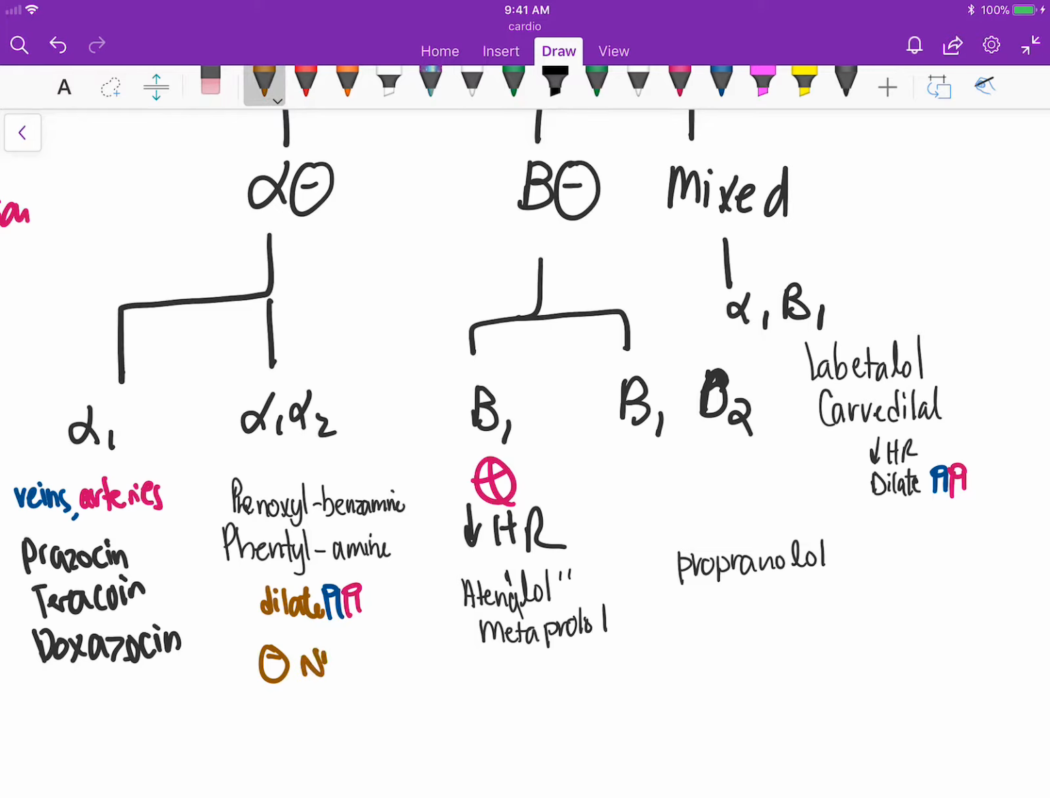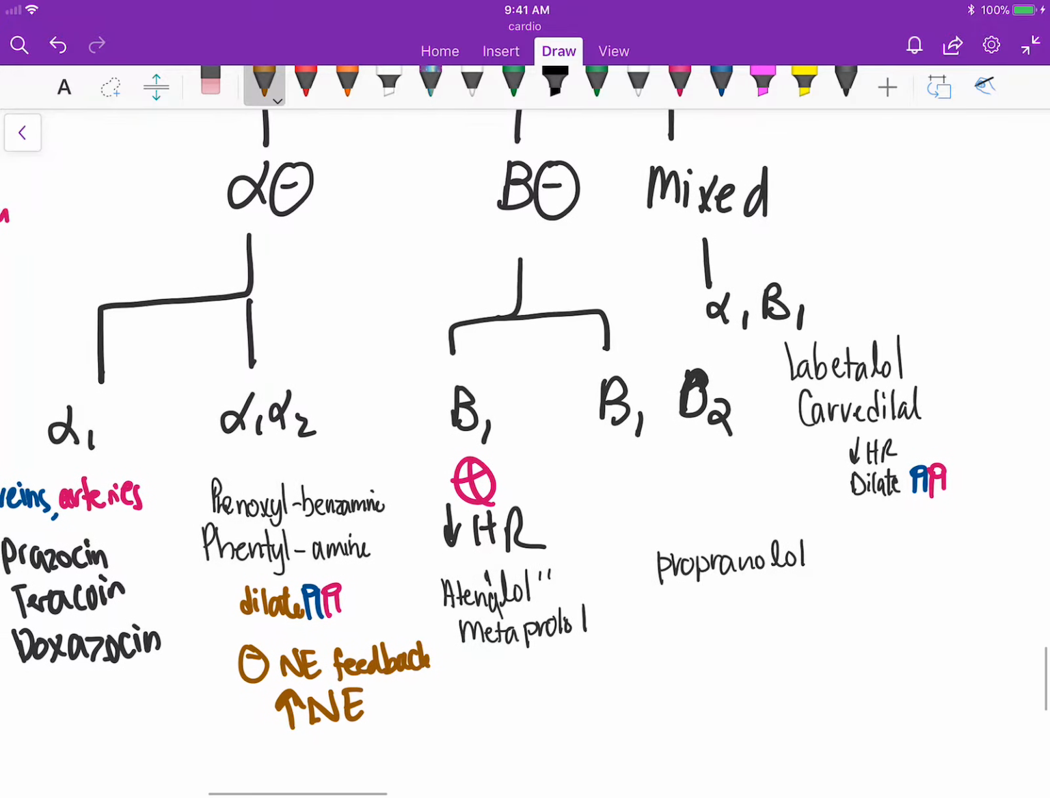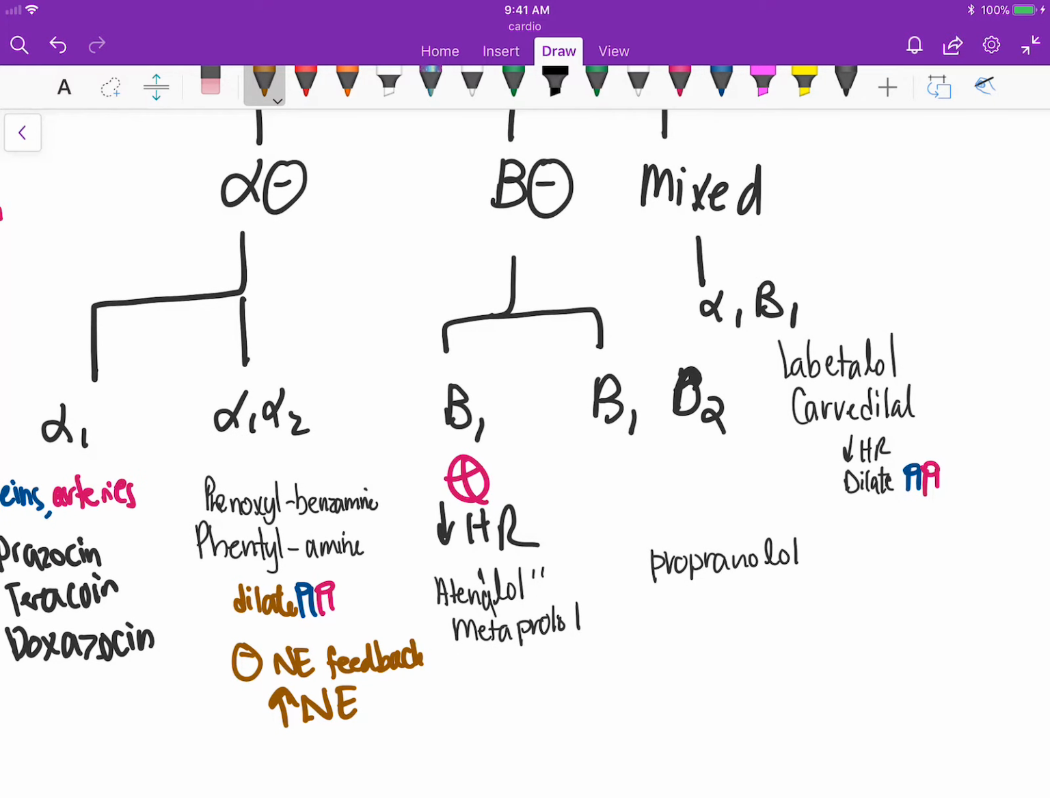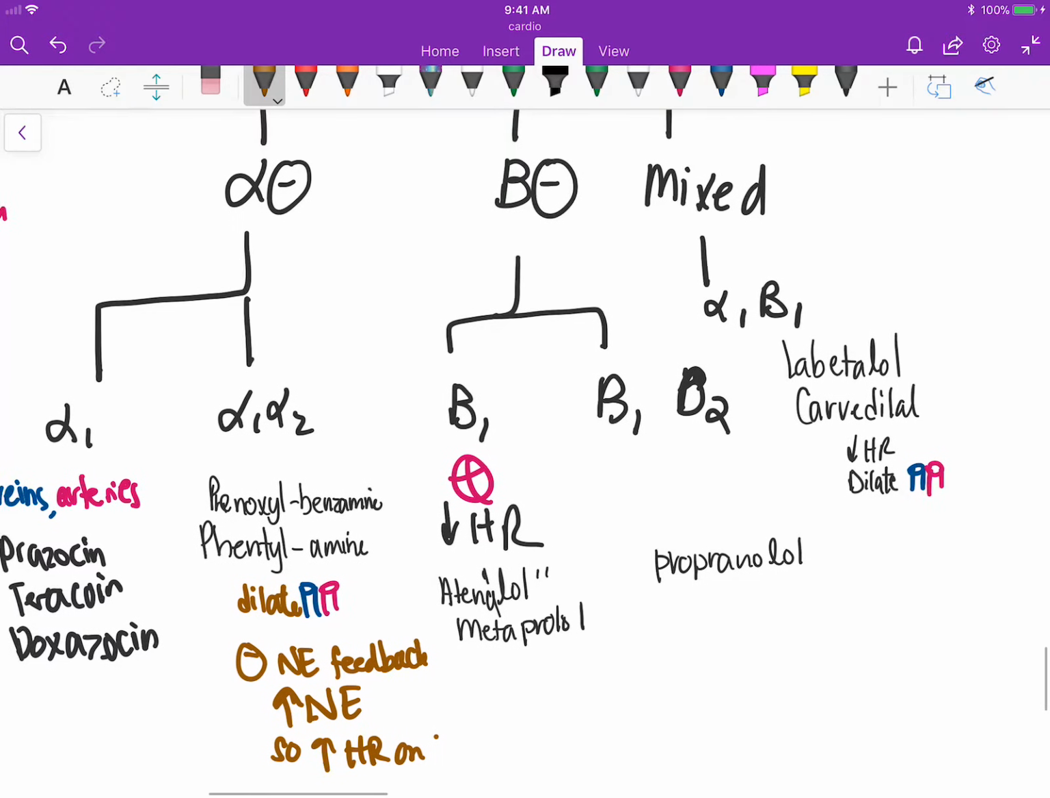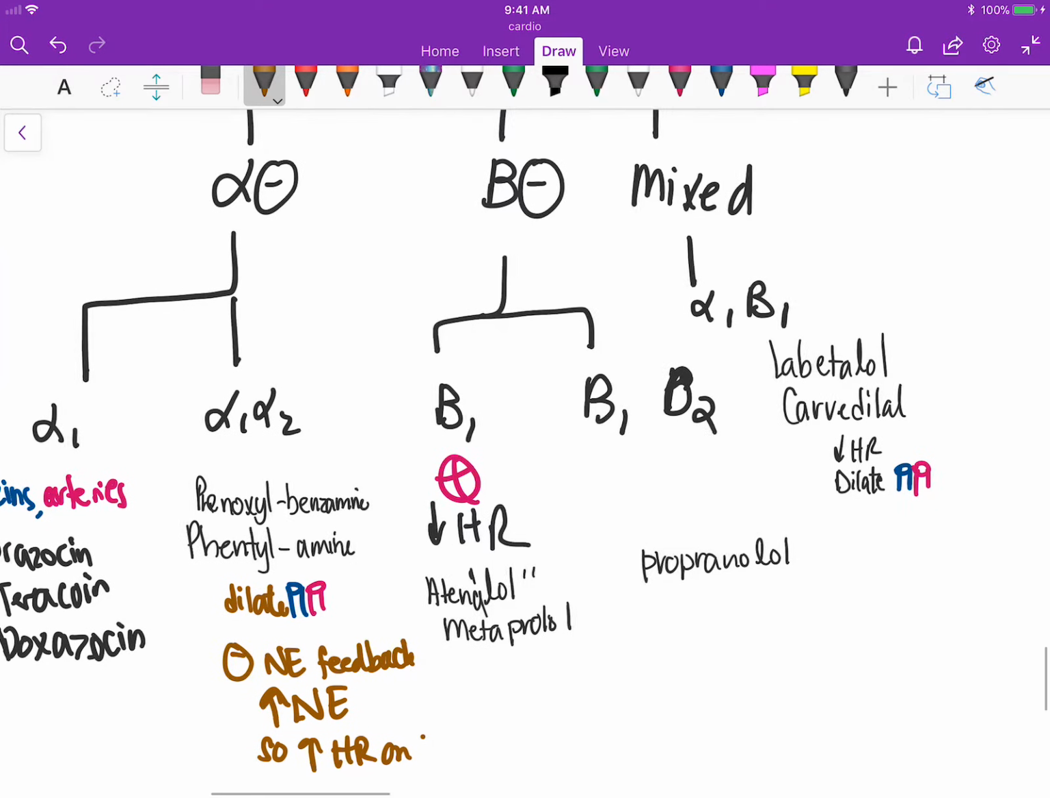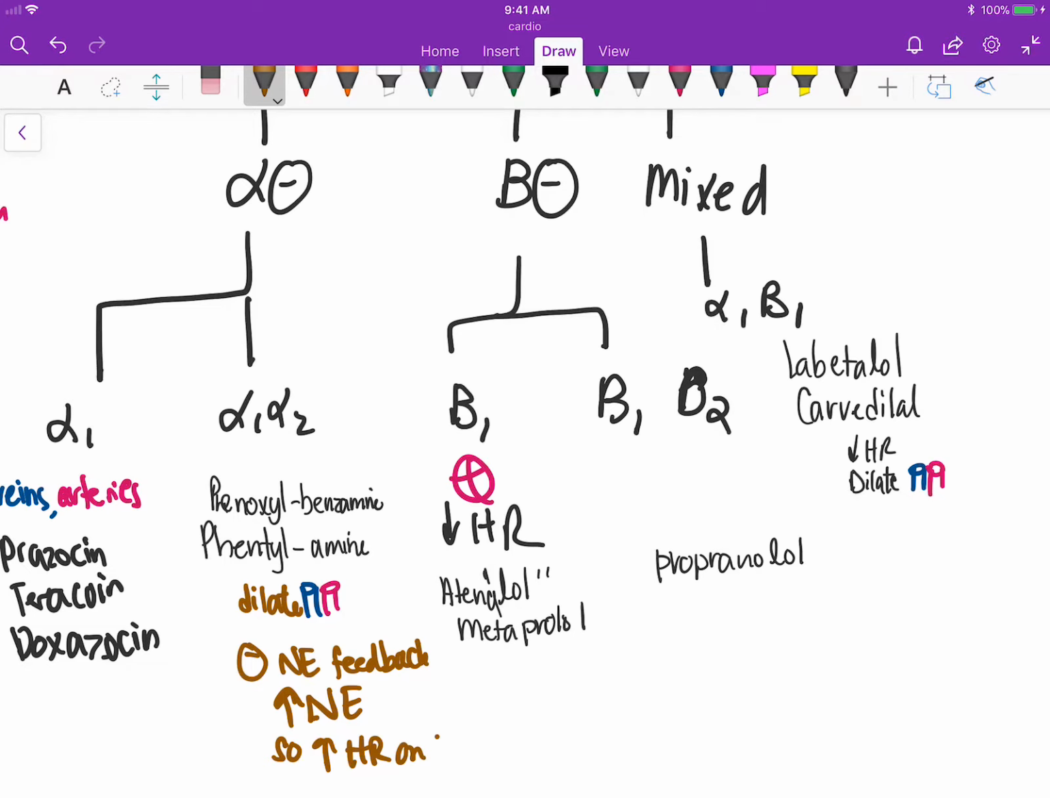So that means that you have increased norepinephrine. Of course, that increased norepinephrine can no longer act on the arteries and veins because they're all blocked by alpha 1, but your beta 1 is good to go, so it's going to increase the heart rate on beta 1 receptors, which is kind of a dangerous thing. I mean, you may not want that.